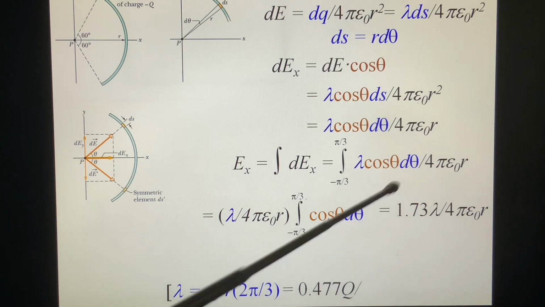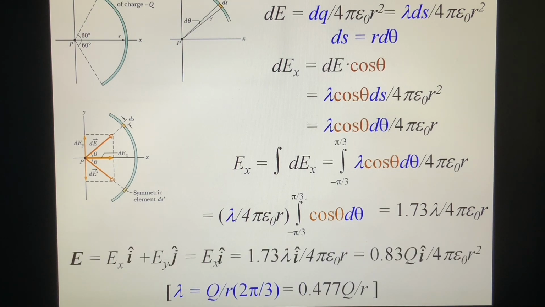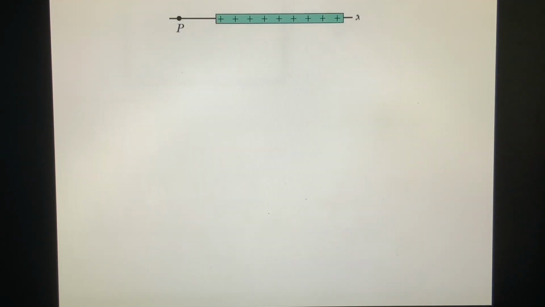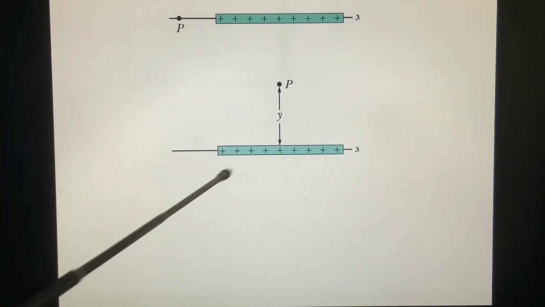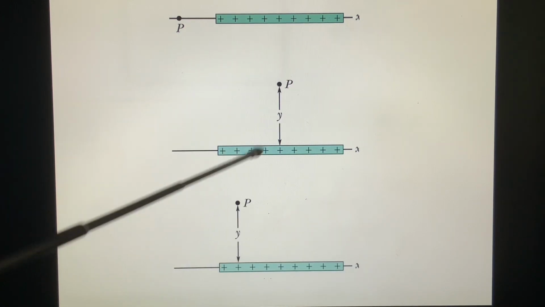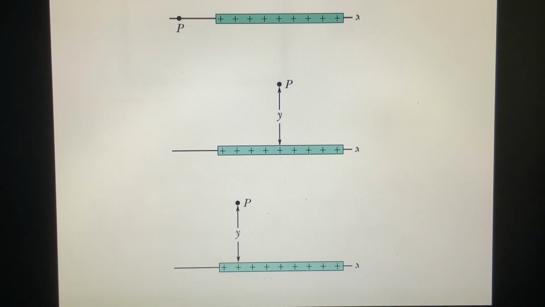We put the lambda inside this one, and we get E. By symmetry, only Ex, okay? And we put this lambda inside, we get this answer. This is a simple calculus. We can calculate the electric field at P by uniformly distributed charge. So the calculus.